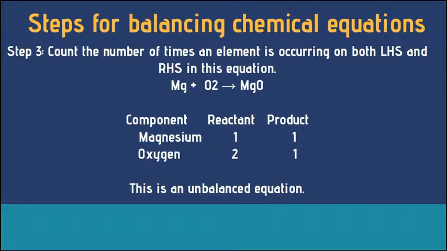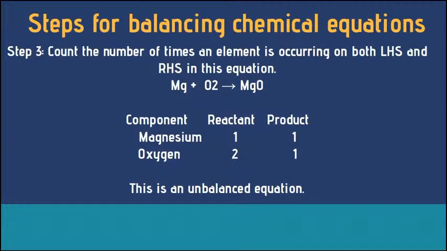How many magnesium atoms are there on the reactant side? We have only 1, because there is nothing written in the subscript. So reactant would be 1. Again, look at the product side. On the product side, we have only 1 as well. Now oxygen: on the reactant side, we have 2 oxygen. It was O2, so 2 oxygen atoms, whereas on the product side, we have only 1 oxygen. Therefore, this is an unbalanced equation, as you can see, because the RHS is not equal to the LHS. There is one oxygen atom more on the reactant side, or we can say there is one oxygen atom less on the product side.